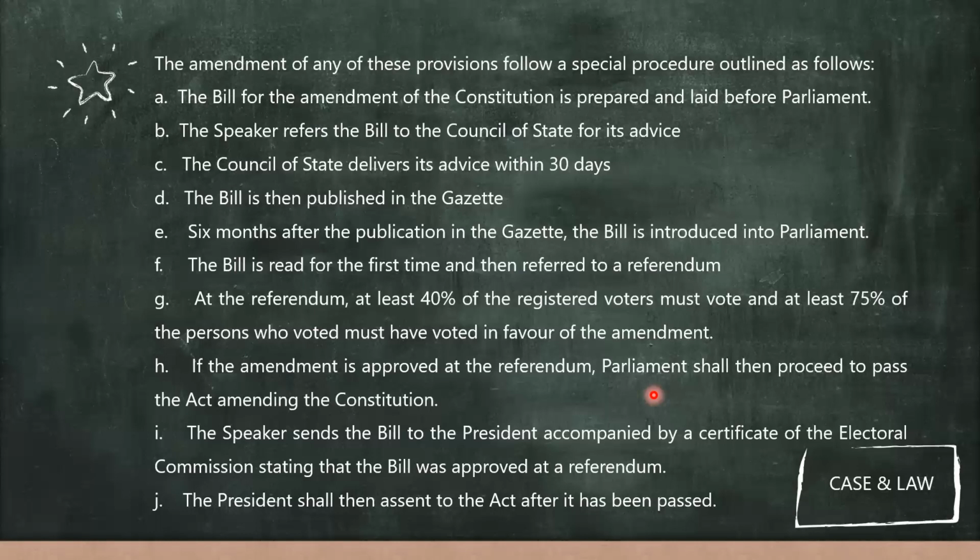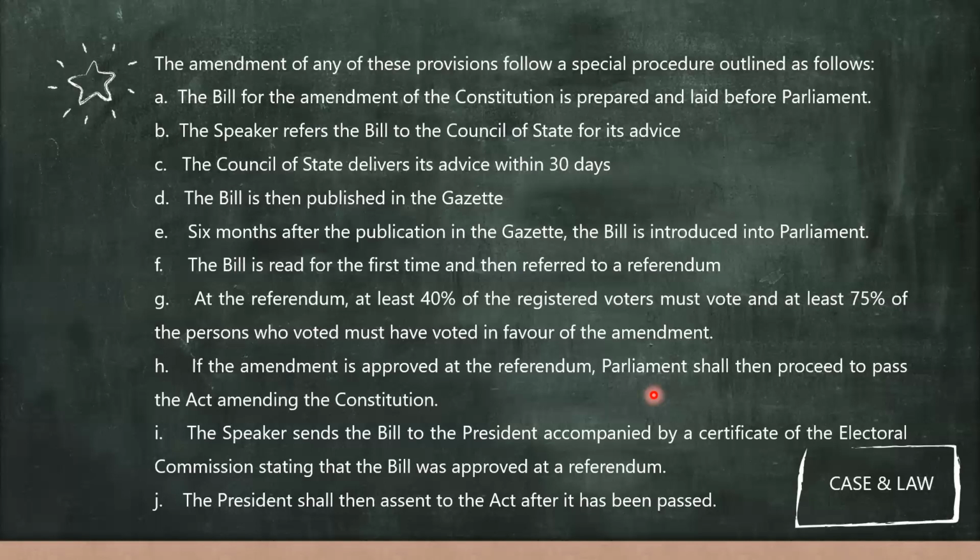So once Parliament passes it, the Speaker sends the bill to the President, accompanied by a certificate of the Electoral Commission stating that the bill was approved at a referendum. Then the President would assent, then it becomes the law changing the constitution. So it's a very interesting process. We usually don't have this.